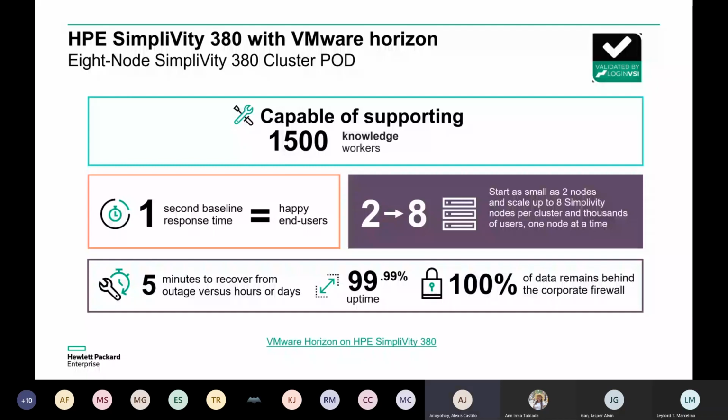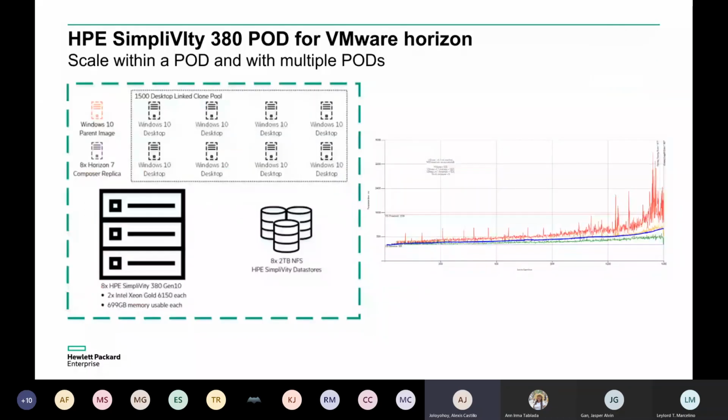So this is where we are in terms of performance. The blue line is where SimpliVity sits in terms of average performance, and the red line is the VSI max, so whenever we hit the max, using an 8-node SimpliVity cluster for 1,500 users.